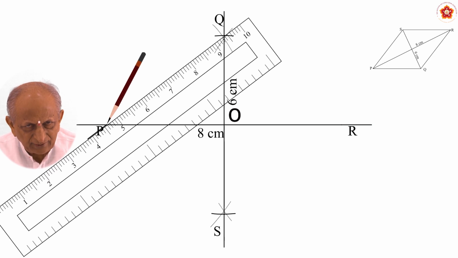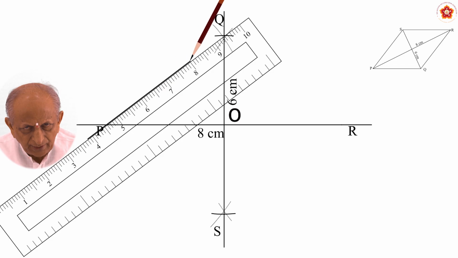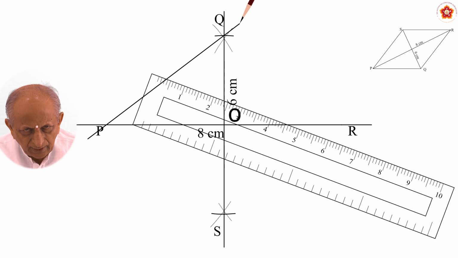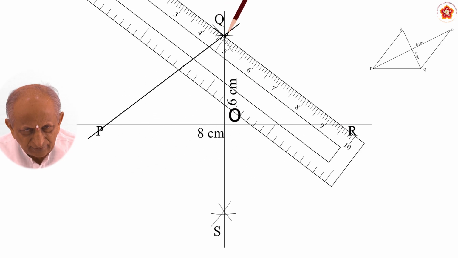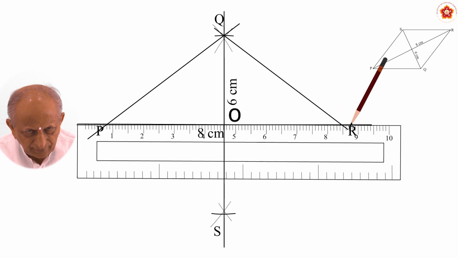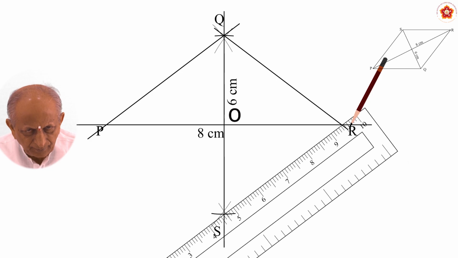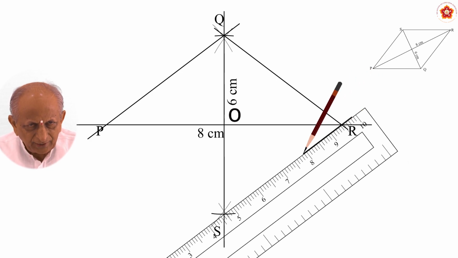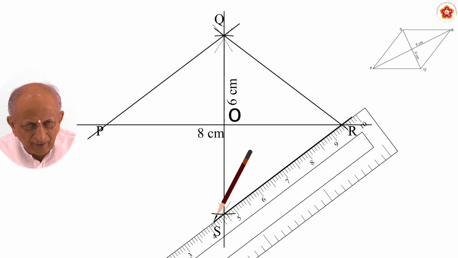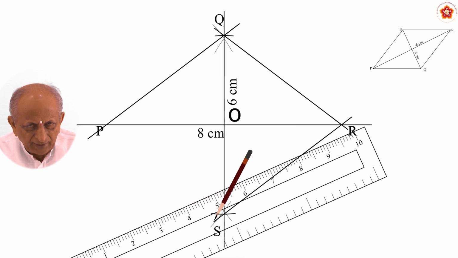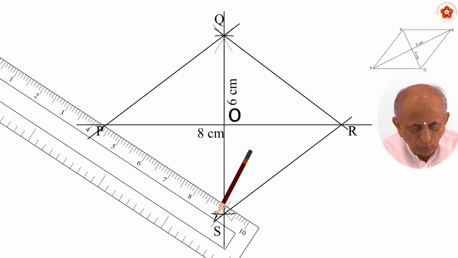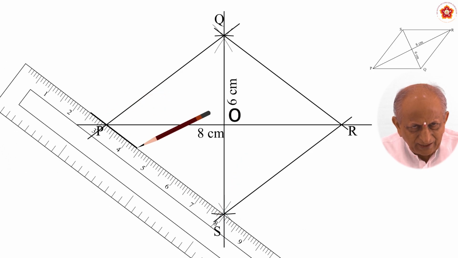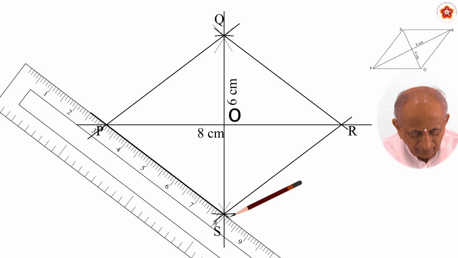Now join the sides, PQ, then QR, then RS, and lastly PS. So what do you get? You get a beautiful rhombus. That is called the rhombus PQRS. Measure the length of the side.